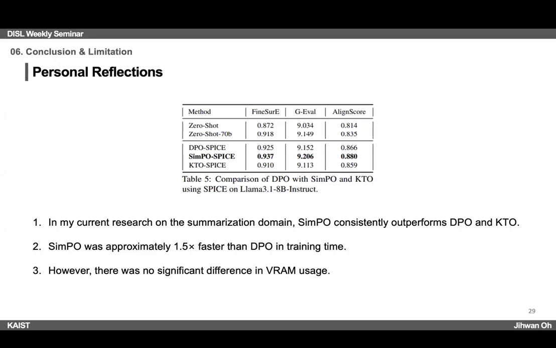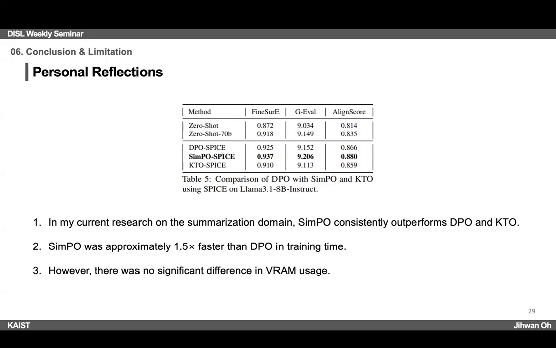So I also found that SimPO not only outperforms DPO in alignment performance, but it's also about 1.5 times faster in training time than DPO. In terms of memory usage, while the authors argue that SimPO also saves memory, I didn't observe a significant reduction in VRAM usage. So, in summary, SimPO was really faster and had better performance than DPO, even in my own research.